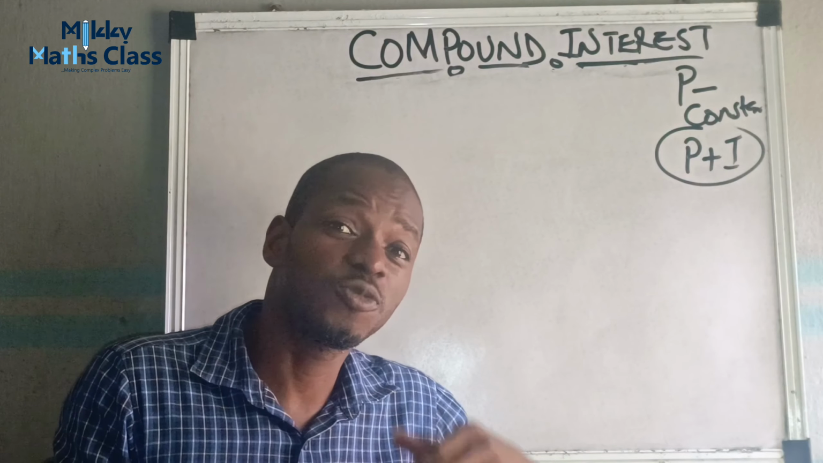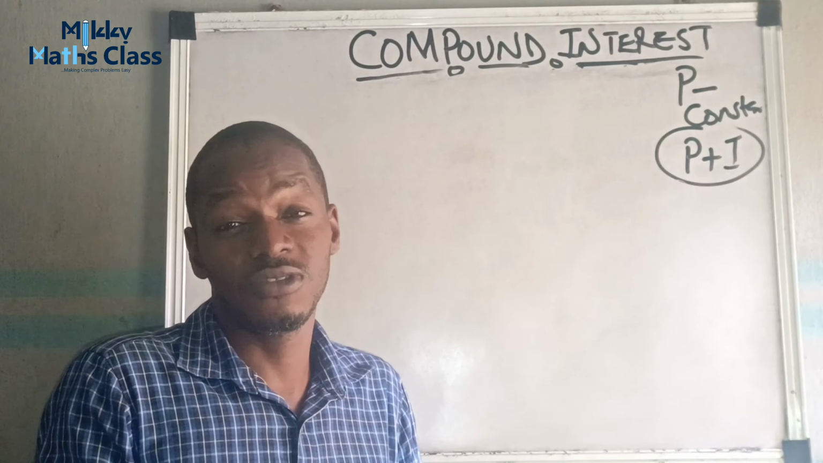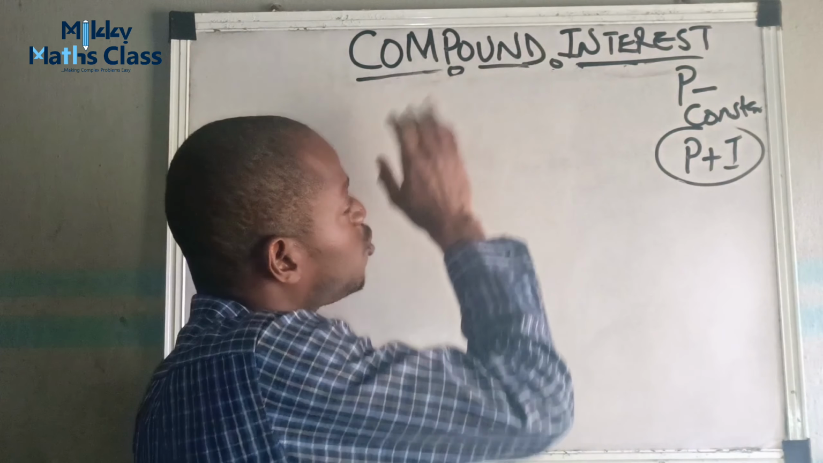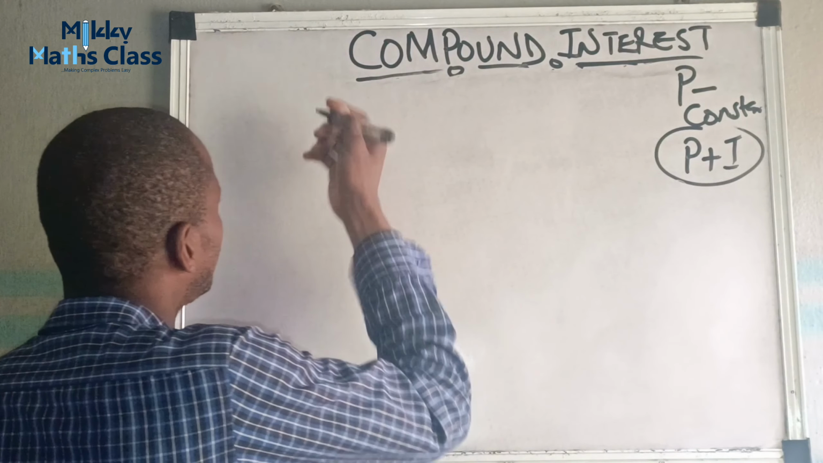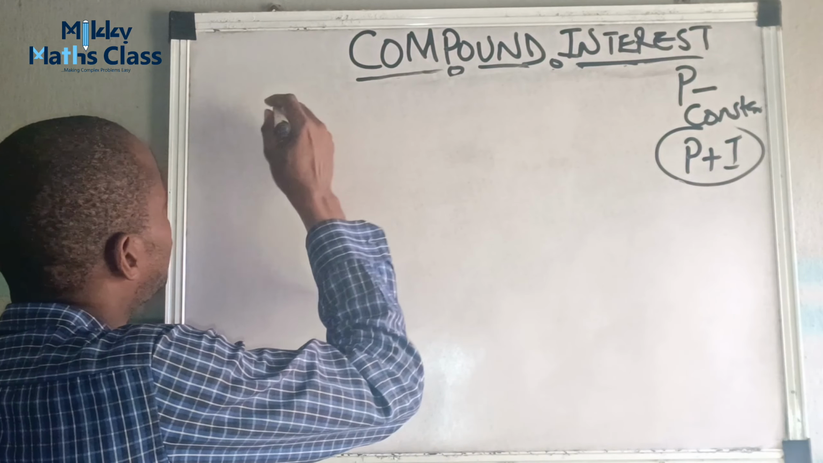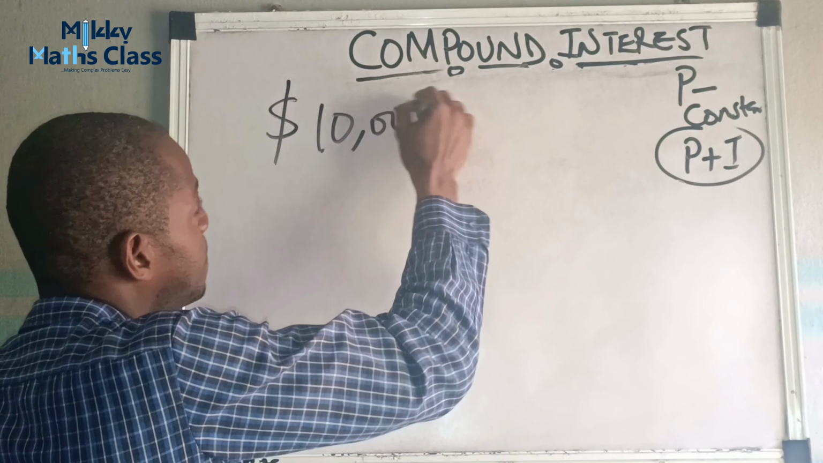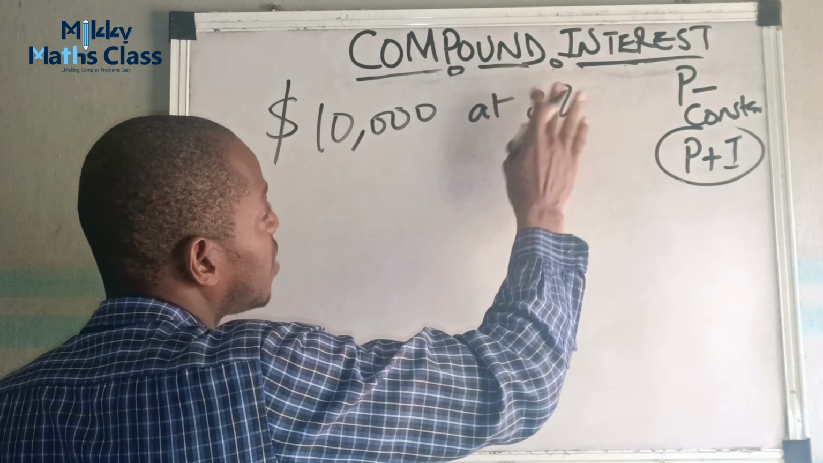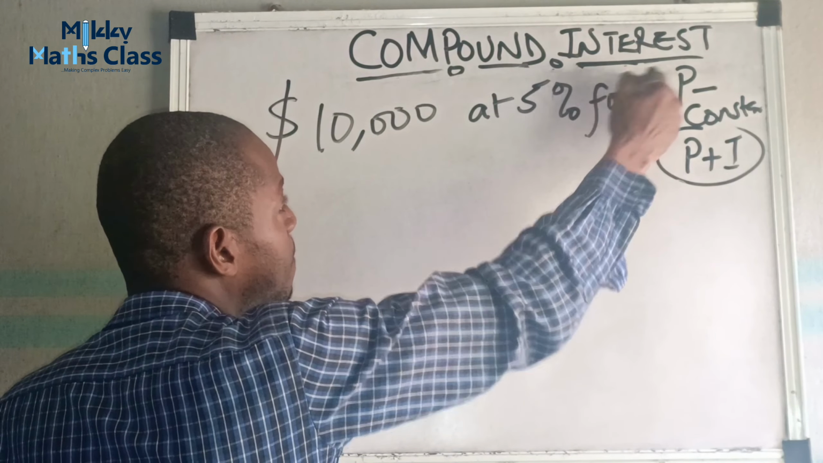Compound interest is like an exponential increase in the interest. Some will tell you that it's interest on interest. That is what compound interest is. Now, let me show you the difference between simple interest and compound interest. For example, a man invested, let's say, $10,000 at 5% for 3 years.